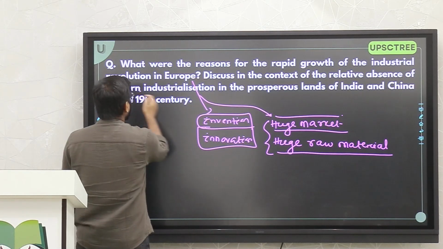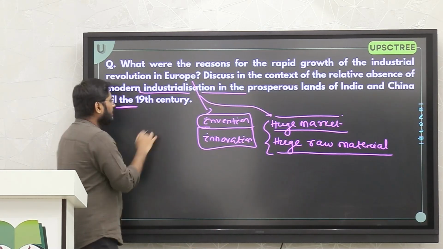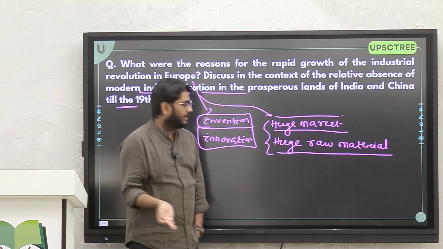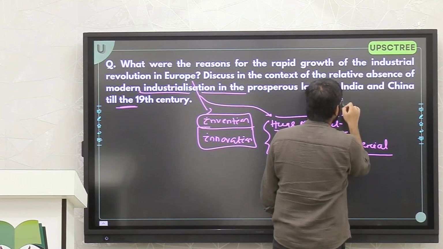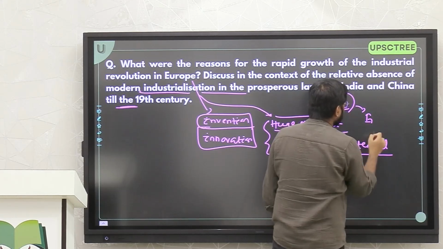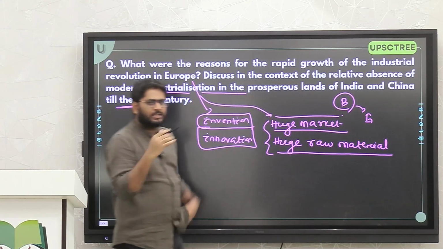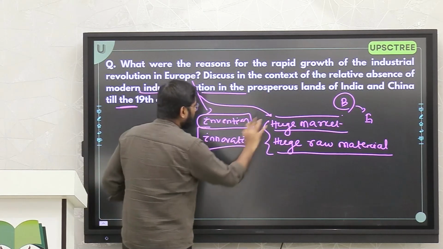Absence of modern industrialization in prosperous lands of India and China. Why? See, India's case is different, China's case is different. If you look at Europe, the industrial revolution will happen in Britain, then it will happen in Germany. So why is it happening? Because at this point of time Europe is not a single entity. It is a group of nations, and in a group of nations, what happens?